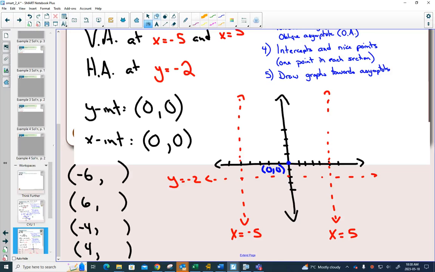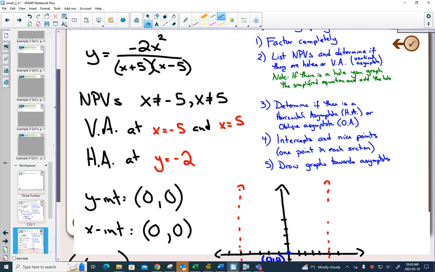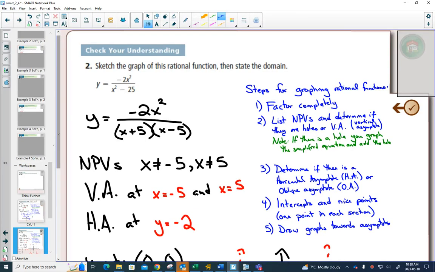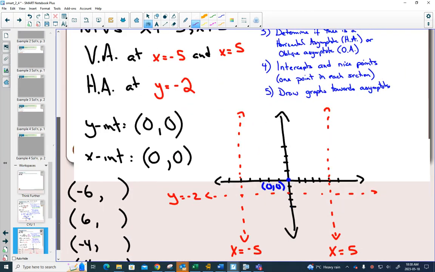So I can plug things into either my factored form or into my original equation to figure things out. If I plug in negative 6, can you see that the top is going to be negative 6 times negative 6 is positive 36, times the negative 2 will be negative 72. And on the bottom, if I plug in negative 6, I'm going to get negative 1 times negative 11, which is positive 11. So I will get negative 72 over 11.